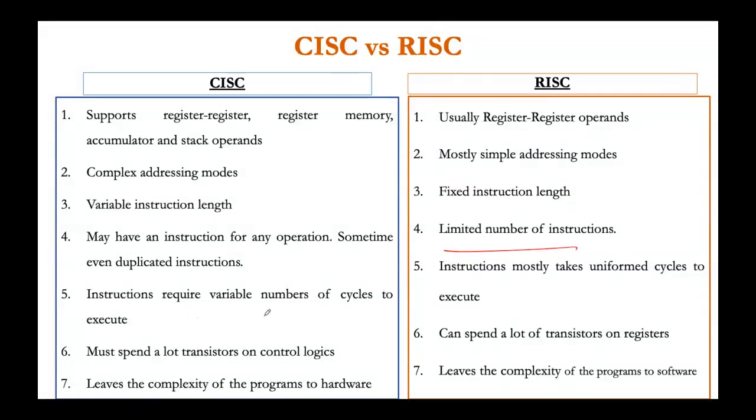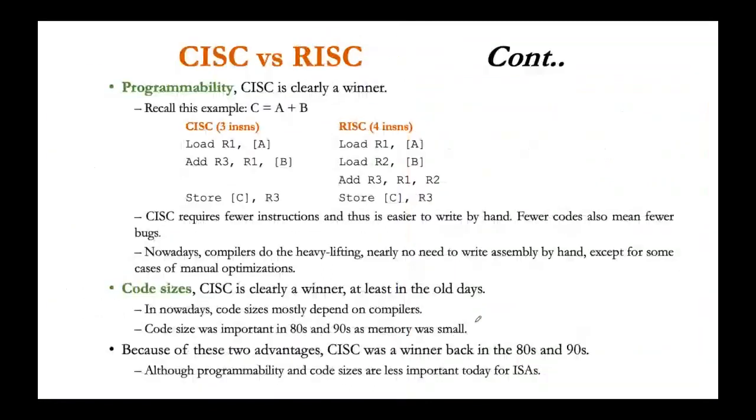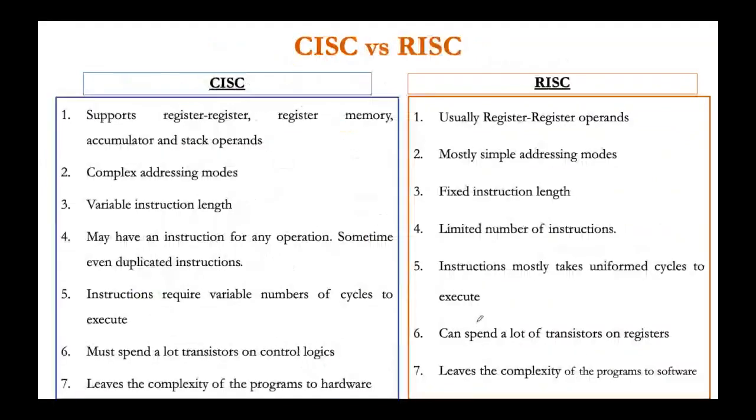RISC has a limited number of instructions. CISC instructions require a variable number of cycles to execute, whereas RISC instructions mostly take uniform cycles to execute. CISC spends a lot of transistors on control logic, but RISC can spend its transistors on registers themselves. CISC leaves the complexity of the program to hardware, whereas RISC leaves the complexity of the program to the software. With this, let us see an example of this in the next class.